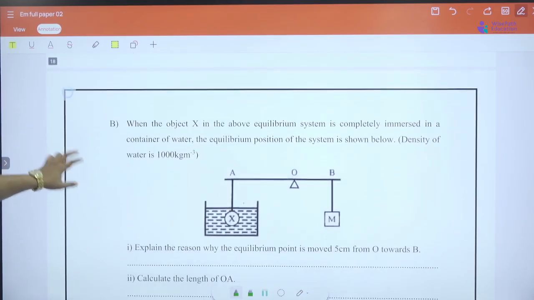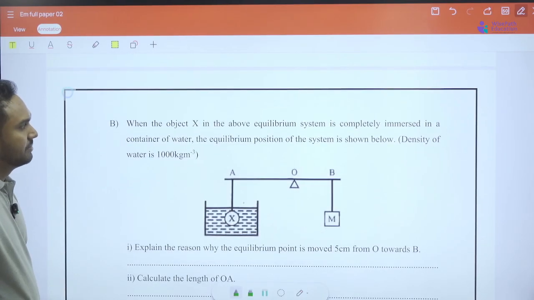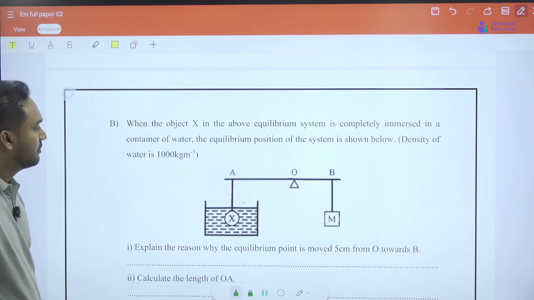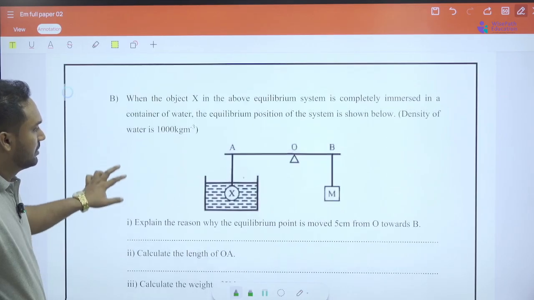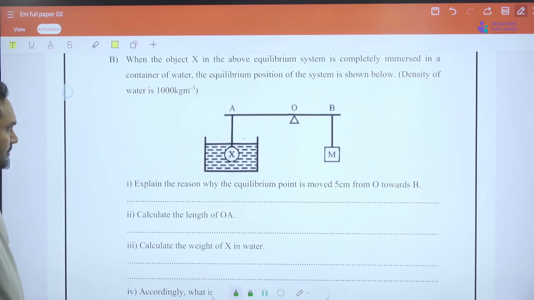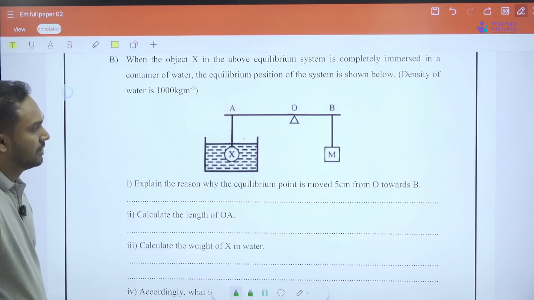When the object X in the above equilibrium system is completely immersed in a container of water, the equilibrium position of the system is shown below. The density of the water is 1000 kilograms per cubic meter. Explain the reason why the equilibrium point is moved 5 centimeters from O towards B.